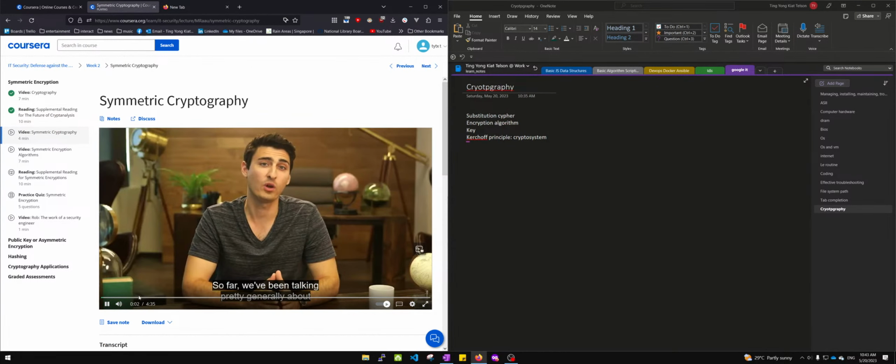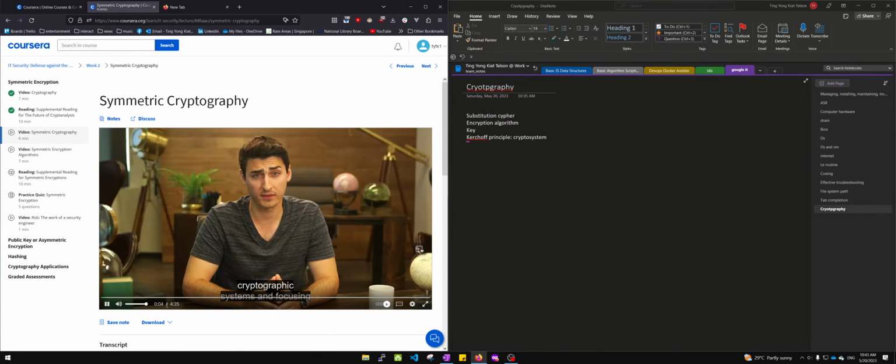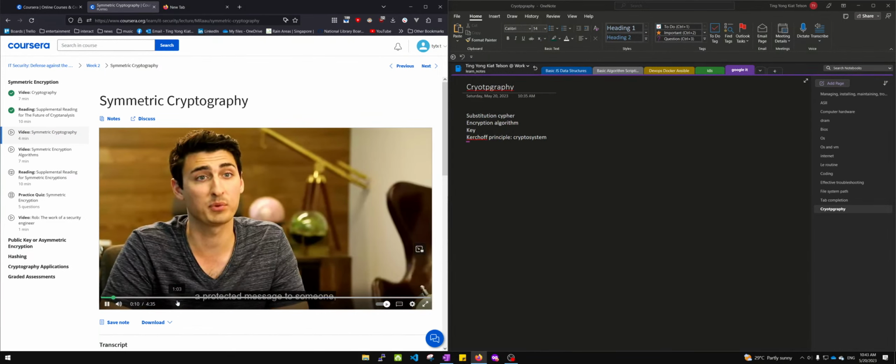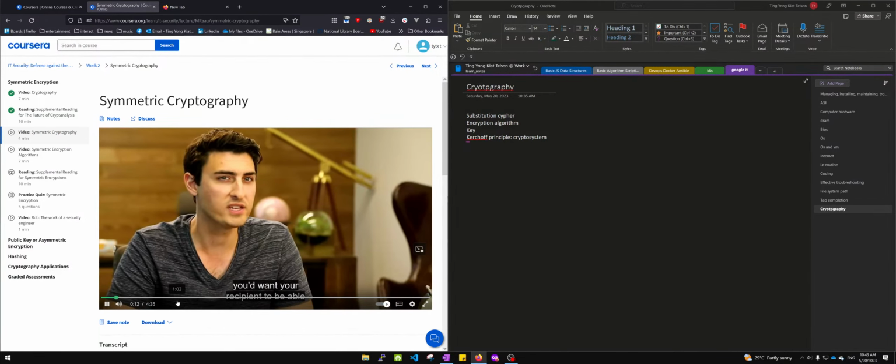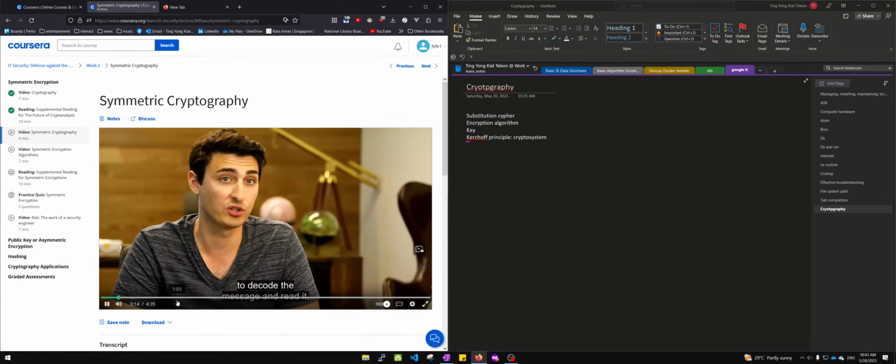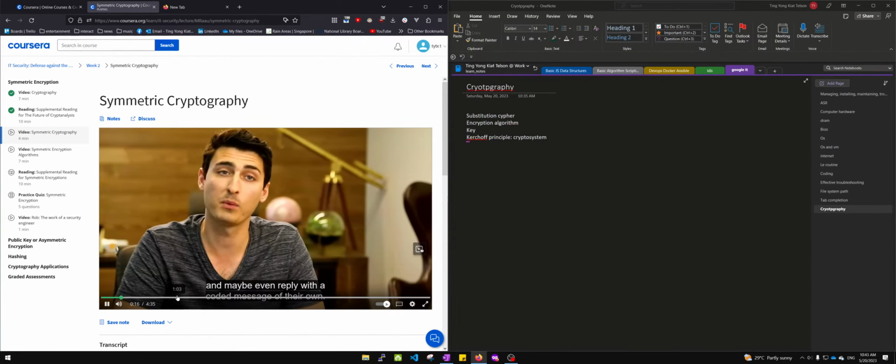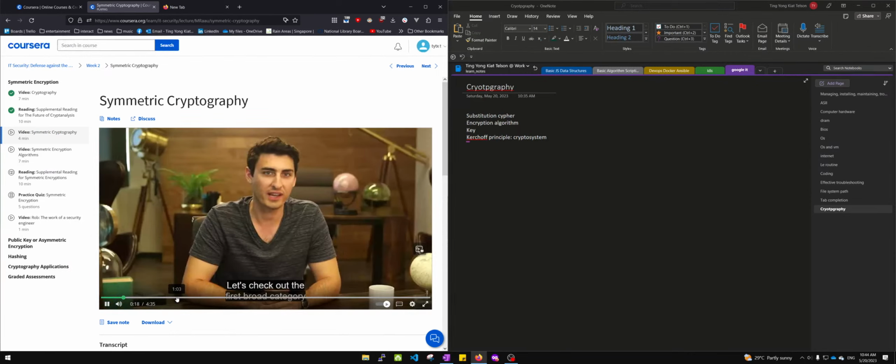So far, we've been talking pretty generally about cryptographic systems and focusing primarily on encryption concepts, but not decryption. It makes sense that if you're sending a protected message to someone, you'd want your recipient to be able to decode the message and read it, and maybe even reply with a coded message of their own. So let's check out the first broad category of encryption algorithms and dive into more details about how it works, along with some pros and cons.